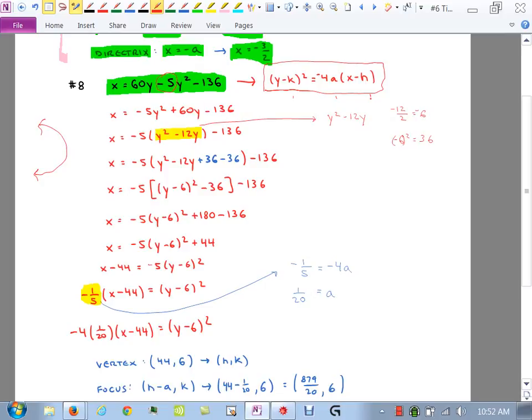So to do this, we're going to have to complete the square. So first thing I do is I rearrange the right-hand side so it's in descending order. I take the first 2 terms here, and I factor out a negative 5. And I leave the negative 136 by itself. Once I factor out the negative 5, I take the y squared minus 12y, I take it over here, and I complete the square. So to complete the square, you take the coefficient of y, which is negative 12, you divide by 2, which gives you negative 6.